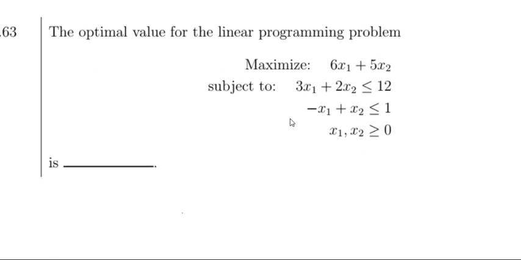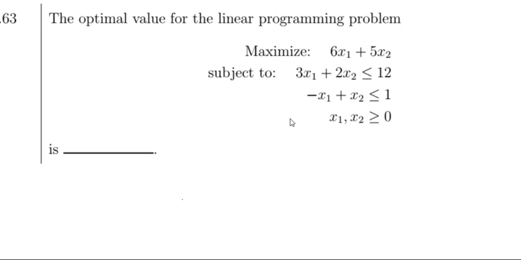This problem is also related to optimization techniques or operations research. Here we need to find the optimum value for the linear programming problem. It is a maximization problem subject to two constraints, where x1 and x2 are greater than or equal to 0, and x1 and x2 satisfy these two conditions.